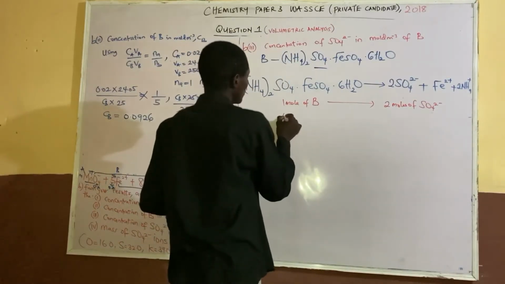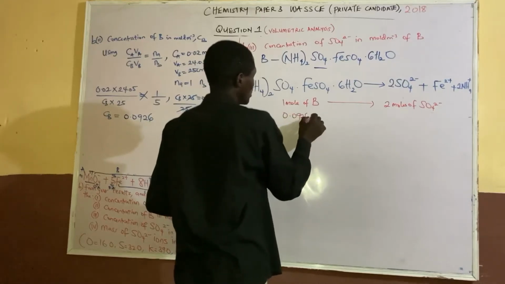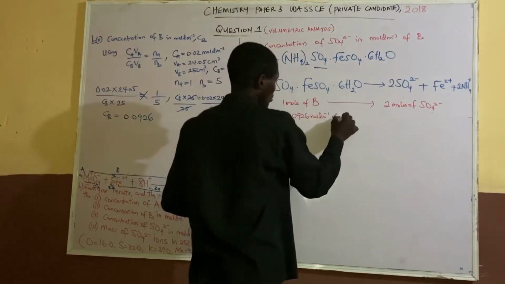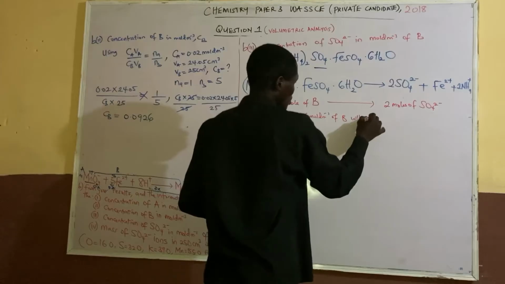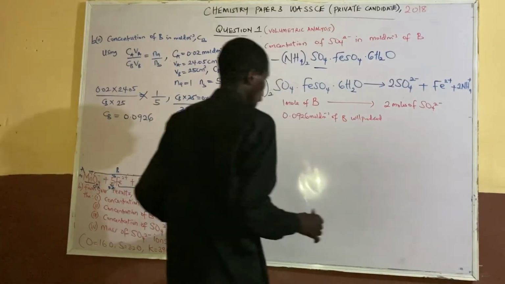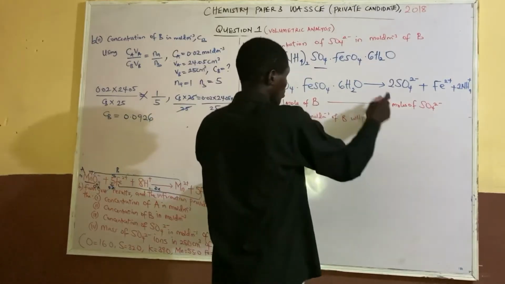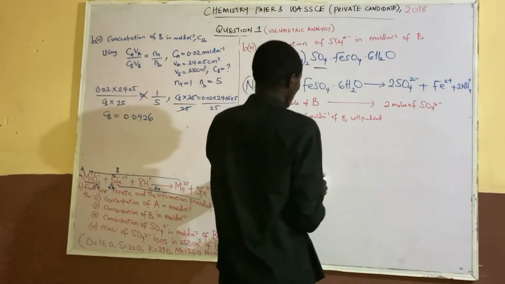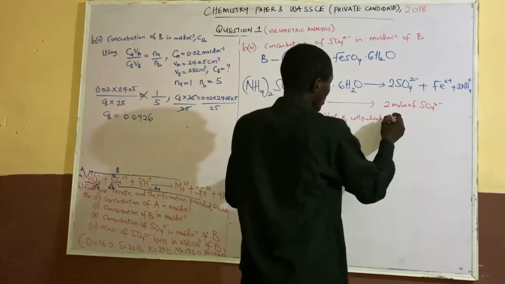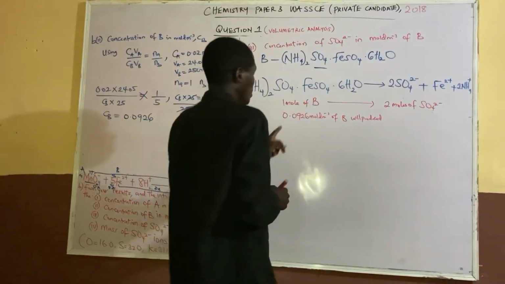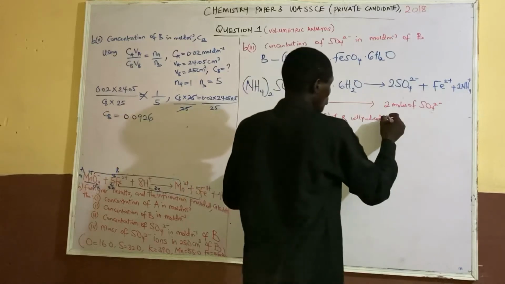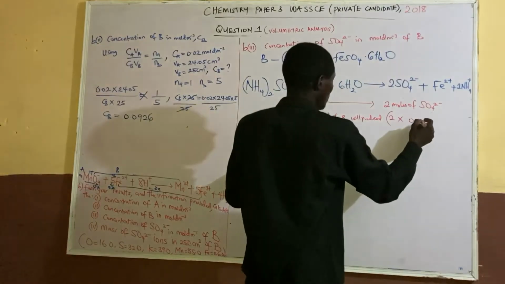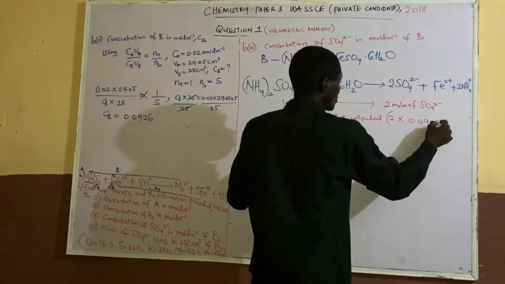So if 1 mole of B produces 2 moles of SO4 2 minus, definitely the concentration which you just calculated, 0.0926 mole per dm³ of B, will produce twice that concentration of SO4 2 minus. So now we multiply 2 times 0.0926 mole per dm³.